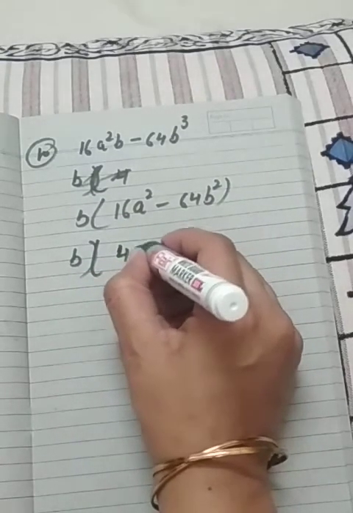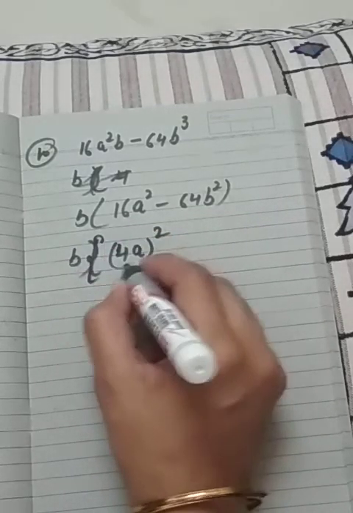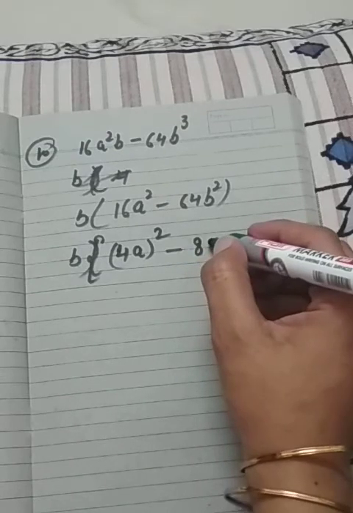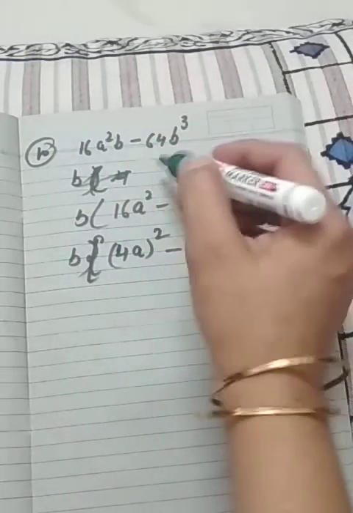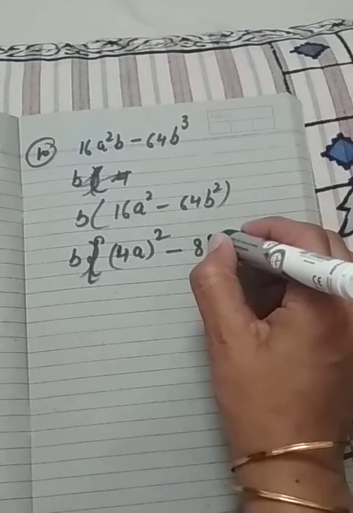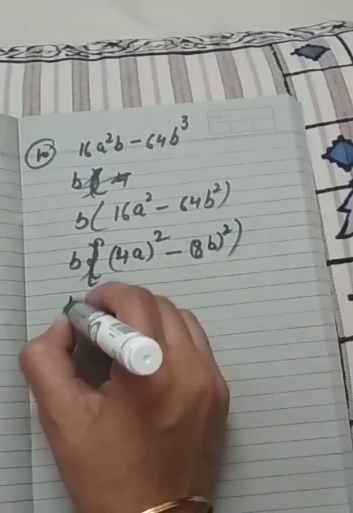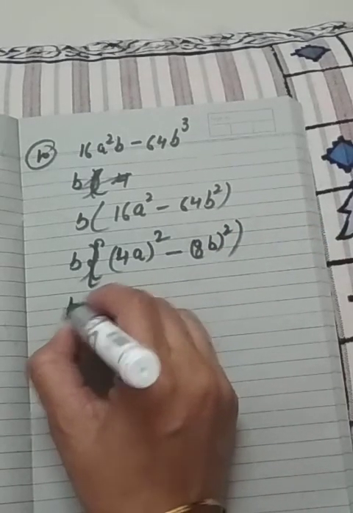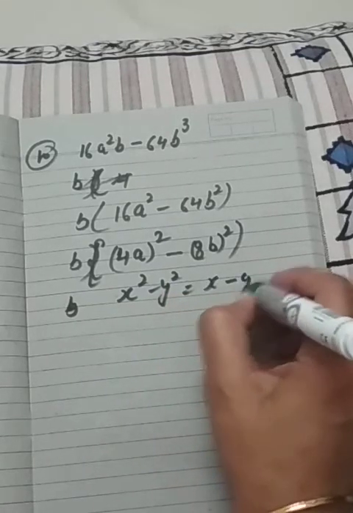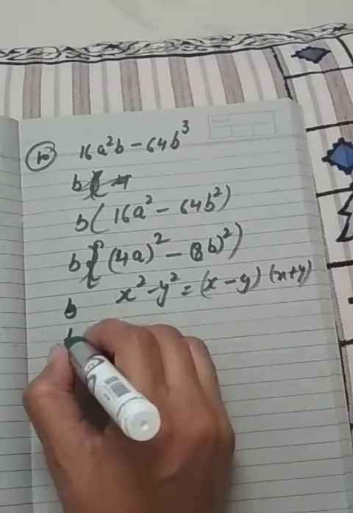16 is a square of 4, therefore we write 4a square. 64 is a square of 8. We can also take common. We will do this question in two ways. Now write the identity. x square minus y square is equal to x minus y and x plus y. Now fill it.